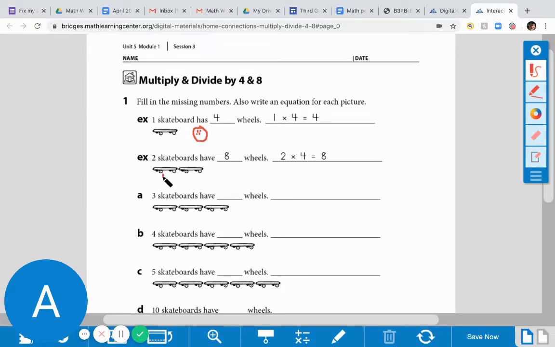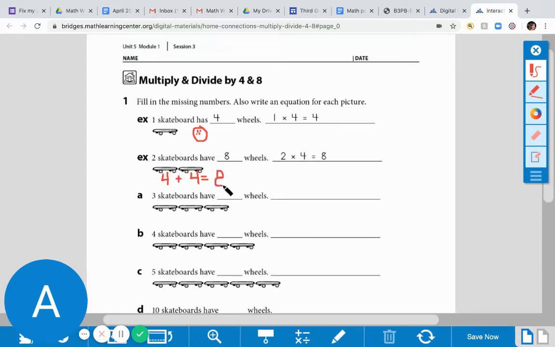Now, when we move down to this problem, we have two skateboards. Each skateboard has four wheels, okay? So a strategy you could use here would be to write your fours underneath the skateboards to show that you know that each skateboard has four wheels, and you can add the two numbers together and you would get 8.